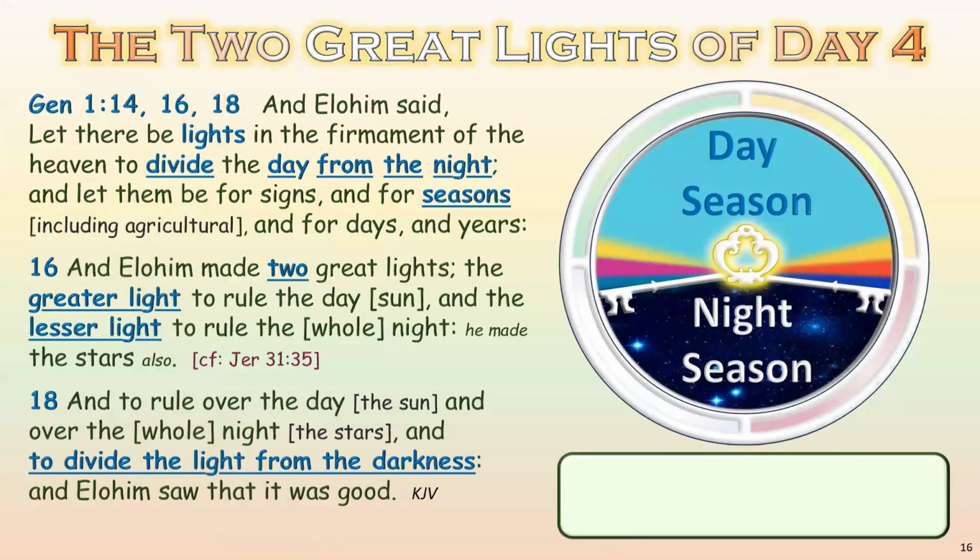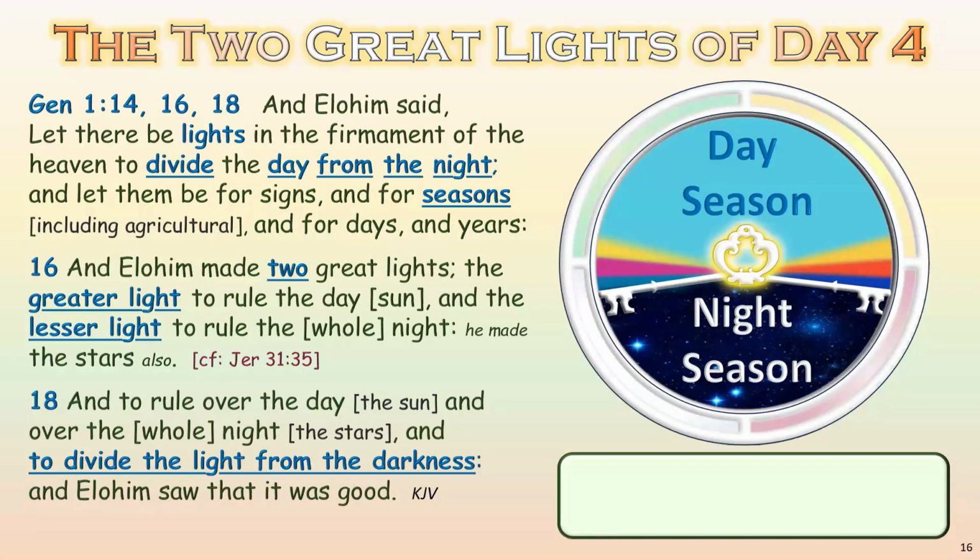There are two great lights from day 4. In Genesis 1, we're going to read verses 14, 16, and 18. And Elohim said, Let there be lights in the firmament of the heaven, and these lights are to divide the day from the night. And the lights also do something else. Let them be for signs, for seasons, and that's including agricultural seasons. The sun has something to do with that. And for days and for years. There's nothing in there about months.